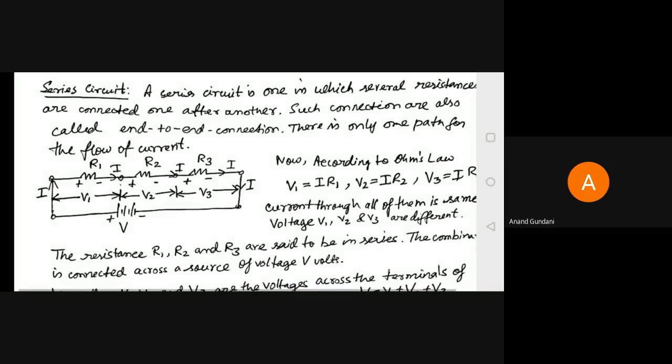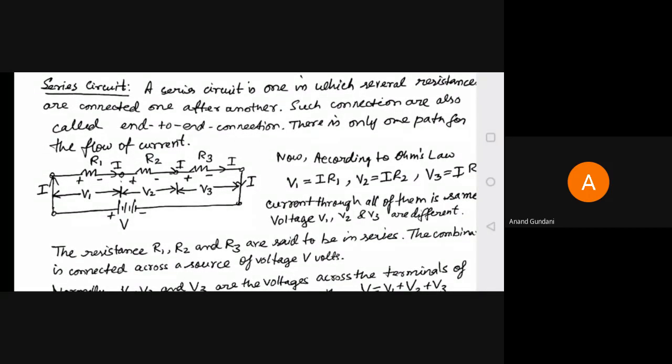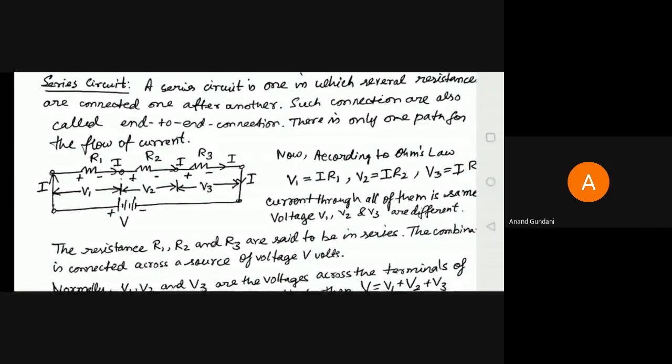The active component or active element. Now, among these active and passive elements, the passive part is the resistances. R1, R2, R3, the resistances that we are talking about, are our passive elements. Okay, so a circuit consists of active elements and passive elements.